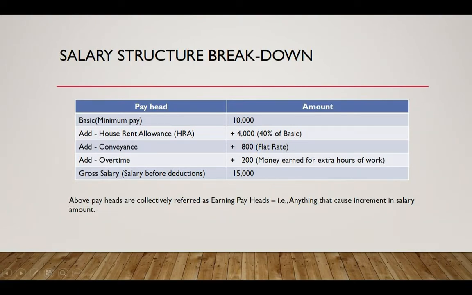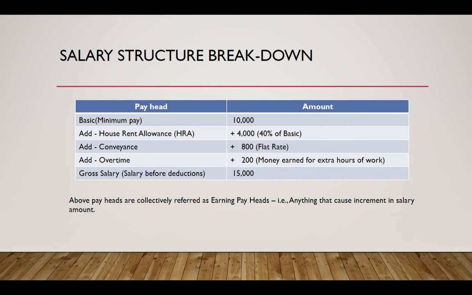The employer is paying basic of rupees 10,000, which is the minimum pay of an employee. The employer is paying rupees 4,000 towards rent expense of the employee, and conveyance, which is the transportation charge of an employee, is rupees 800 paid by the employer, and the employee is also earning overtime of rupees 200, and the sum of these pay heads makes the gross salary, which is 15,000 rupees.